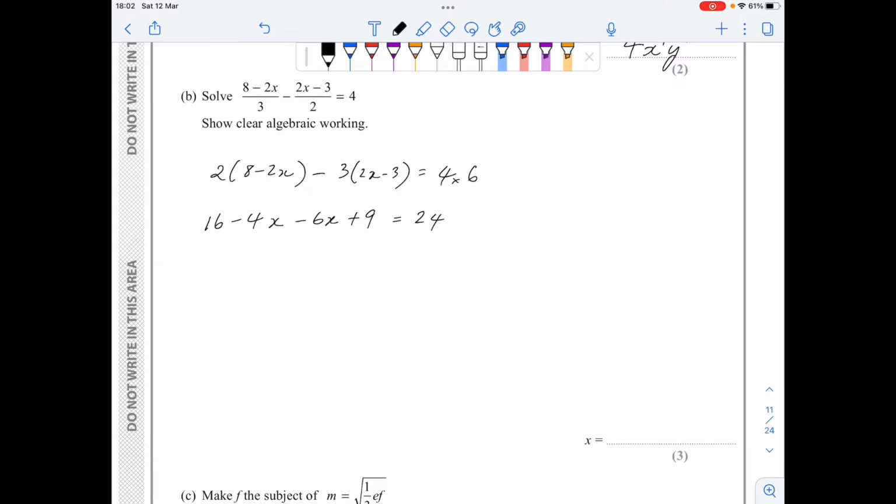Let's simplify. I've got 25 minus 10x is 24. I'll collect like terms. I'm going to take the 10x to the right, bring the 24 to the left, so I get 1 equals 10x, so x is equal to 1 over 10.